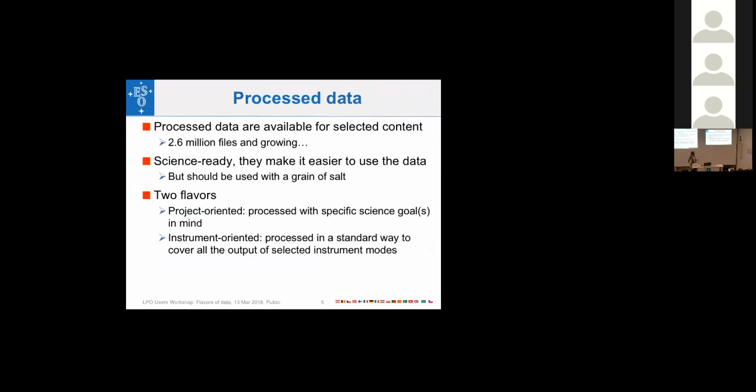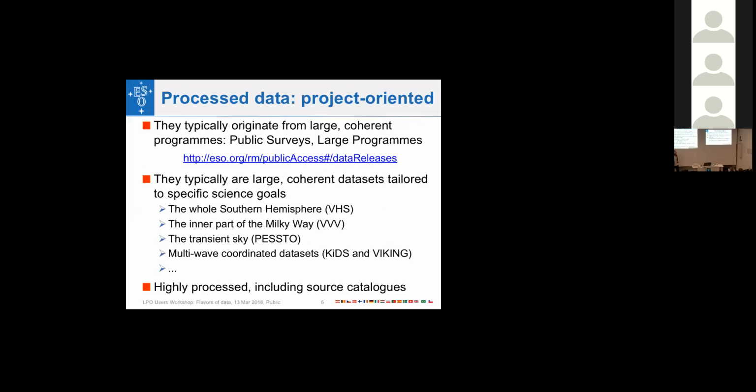Now a word about process data. The beauty of process data that are available from the archive is that you don't need to go through all of that. You have the data in a shape and form that's directly useful for science. Okay? Still, this is very handy, but it comes with a caveat that I'll get back to at the very end. The one thing that is important to understand about the content of the archive is that the process data come in 2 flavors.